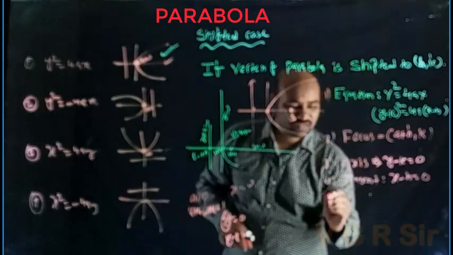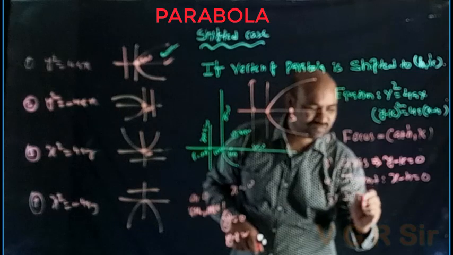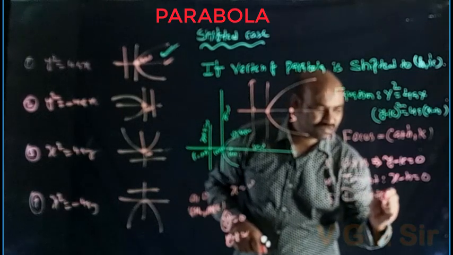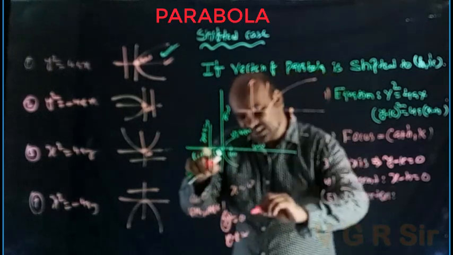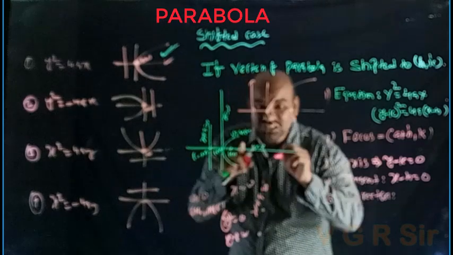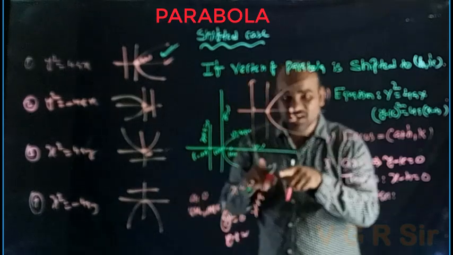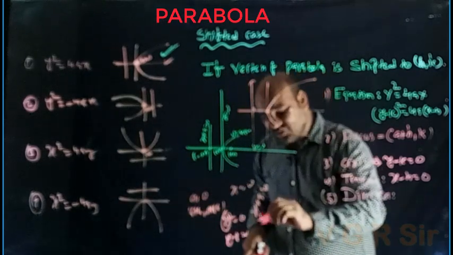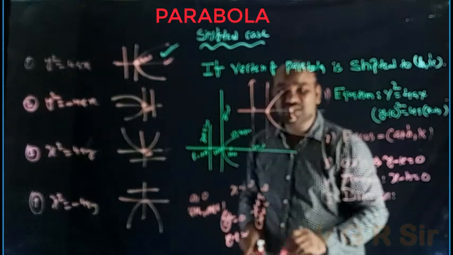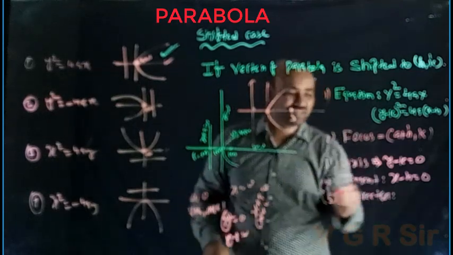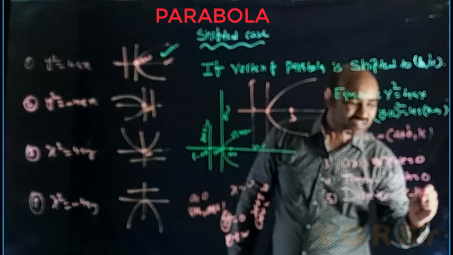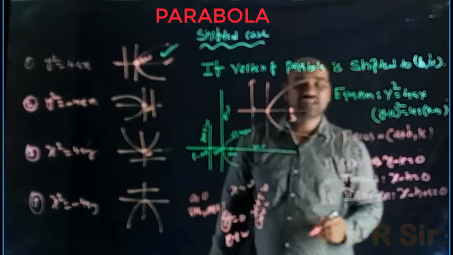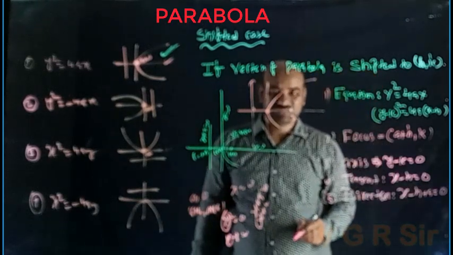Next, fifth one. Directrix equation. I want the directrix equation. The old directrix is x plus a equal to 0. This is a locus equation of a curve, a straight line. So actually capital X plus a equal to 0. Instead of capital X, what should I write now? Small x minus h. x minus h plus a equal to 0. This is the equation of the directrix.